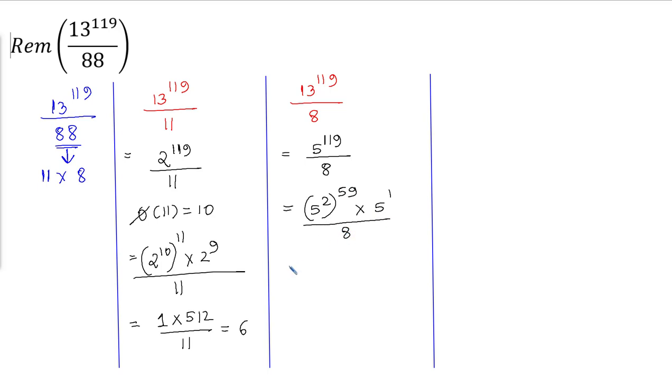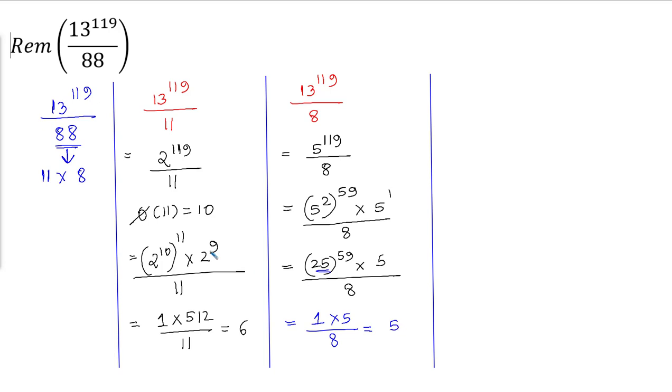So this is going to be 25 to the power 59 into 5 divided by 8. If we divide 25 by 8, the remainder is going to be how much? 1. So 1 to the power 59 is 1, into 5 divided by 8. So the final remainder is going to be how much? The final remainder is going to be 5.